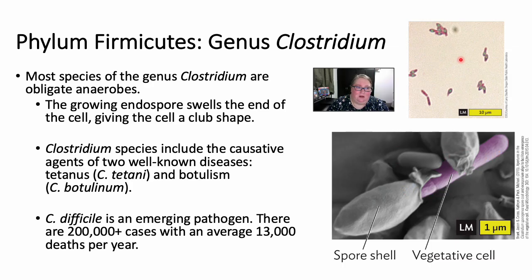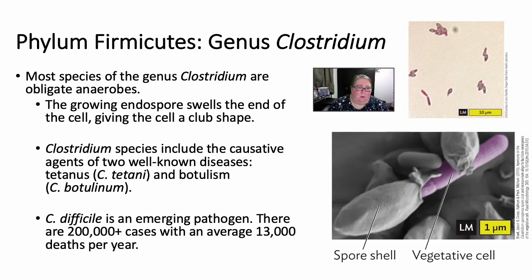Now, we don't really gram stain endospores. We're going to use something like the endospore stain that we've talked about. So you can see here in this micrograph the club shape, and we can see the green and that's going to indicate that the spore is forming.